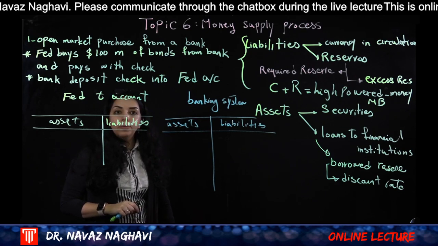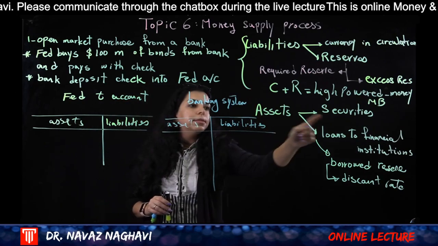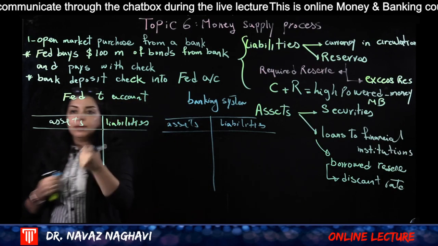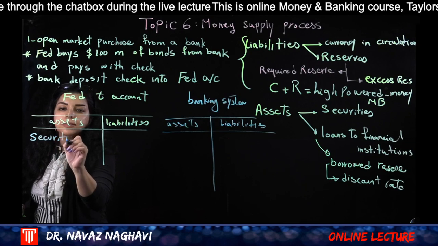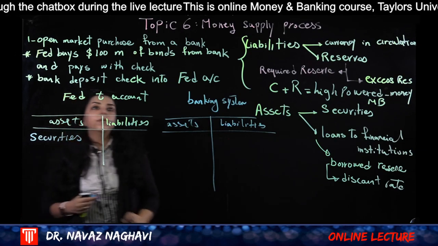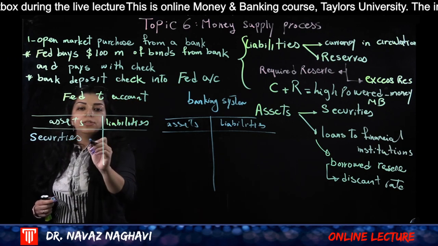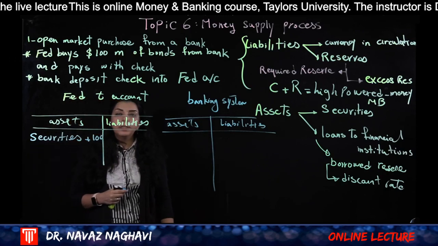Here we know that the central bank has bought 100 million of bonds. Bonds are a type of security, am I right? And securities are the asset part of the central bank. So we write here securities. Are the securities increasing? Yes, they are increasing by 100 units, so it is positive 100.